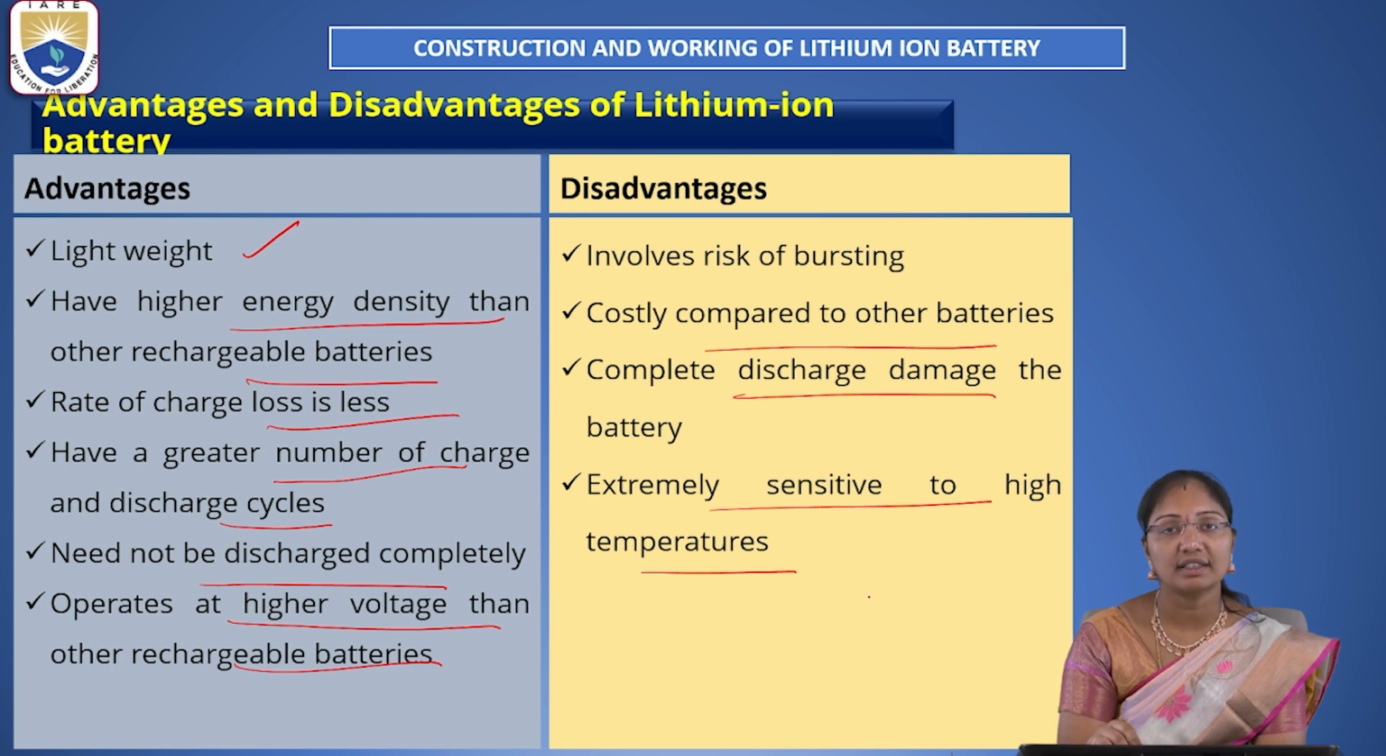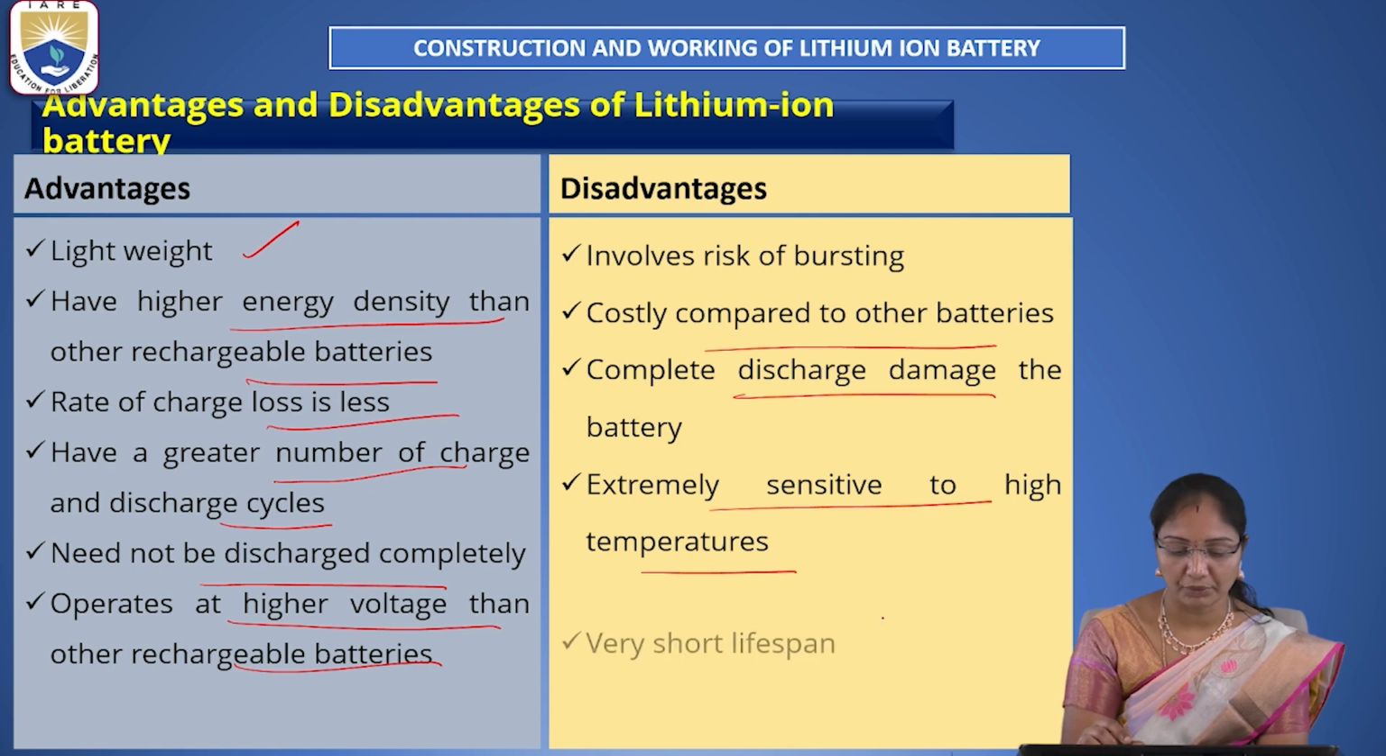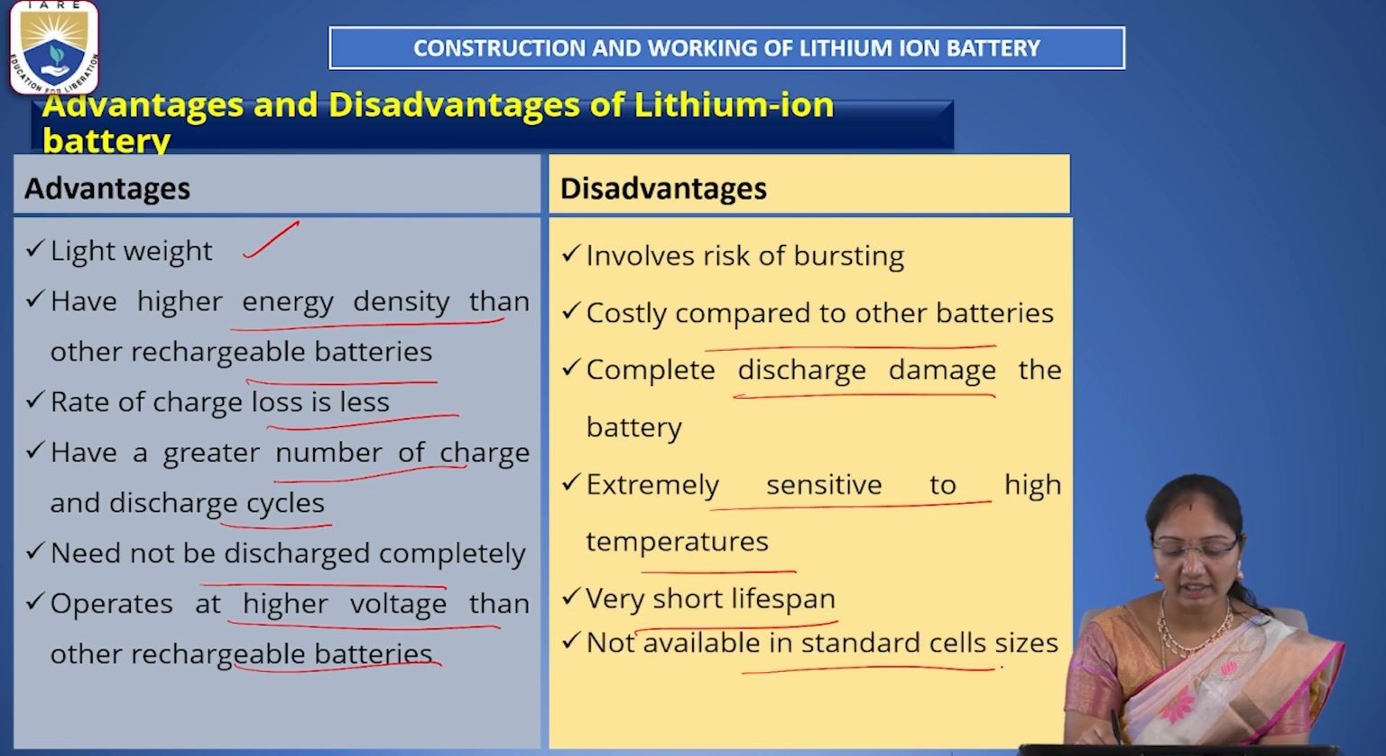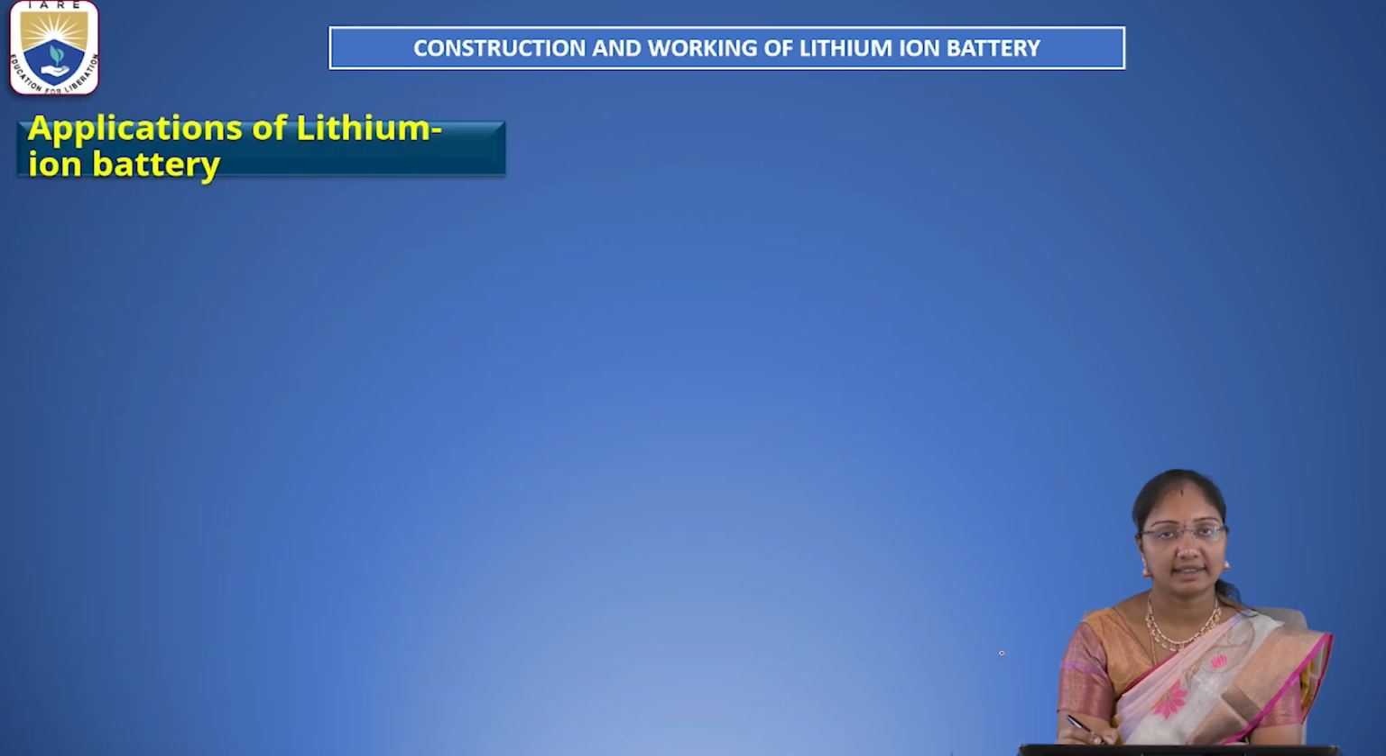As we discussed, it can catch fire due to thermal abuse, mechanical abuse, or maybe electrical abuse. And also the lifespan is short, and it is not available in standard cell sizes. Those are the advantages and disadvantages of lithium ion batteries.